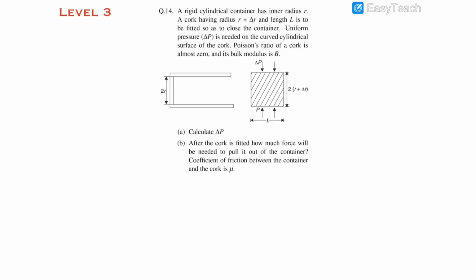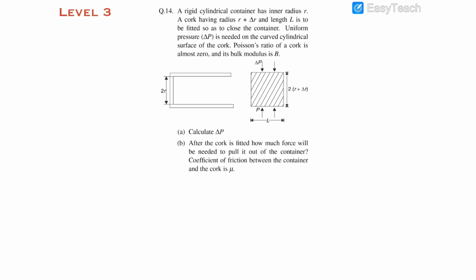In this question, you can see that there is a cylinder whose inner radius is r, and there is a cork which is to be fitted into the cylinder. The length of the cork is L, and its radius is r plus delta r. Now this cork is also cylindrical in shape, and we need to fit this cork into the cylinder.